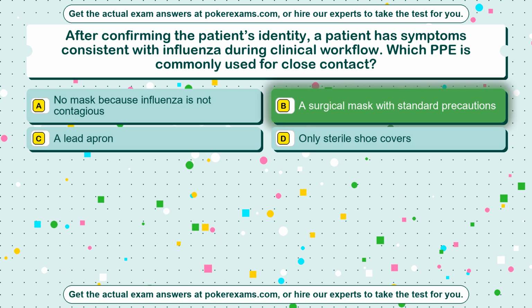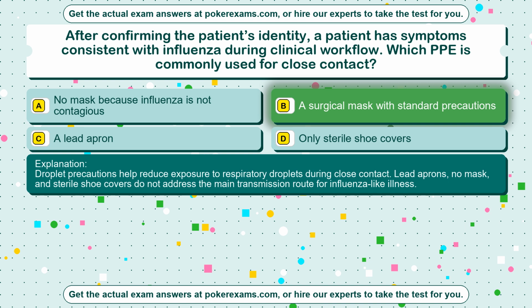The correct answer is option B, a surgical mask with standard precautions. Droplet precautions help reduce exposure to respiratory droplets during close contact. Lead aprons, no mask, and sterile shoe covers do not address the main transmission route for influenza-like illness.